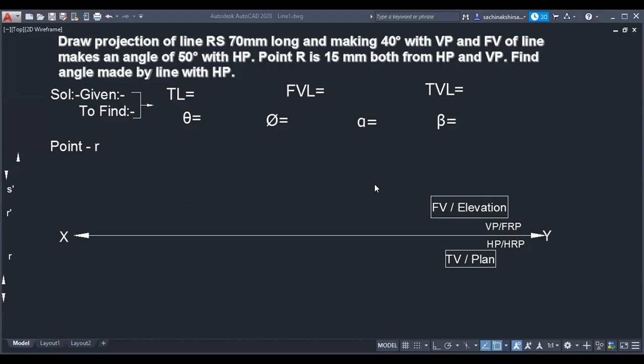Draw projection of line RS 70 mm long and making 40 degree with VP, and FV of line makes an angle of 50 degree with HP. Point R is 15 mm both from HP and VP. Find angle made by line with HP. So we have started to solve the problems related to line.